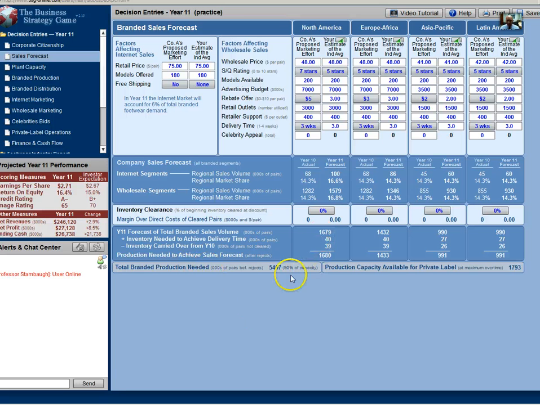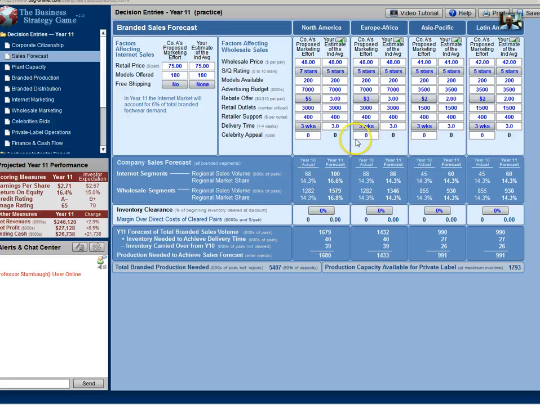And so at the bottom of your sales forecast, it says, based on all these numbers, it projects you're going to sell 5.4 million shoes in the branded production. Your capacity is 6 million, so you can see you're operating at about 90% of capacity. And it says that you could produce up to 1.8 million shoes for private label if you're using overtime. Some of that you'll see becomes important later. So this is where you tweak your position and you say, okay, I'm happy with my position.